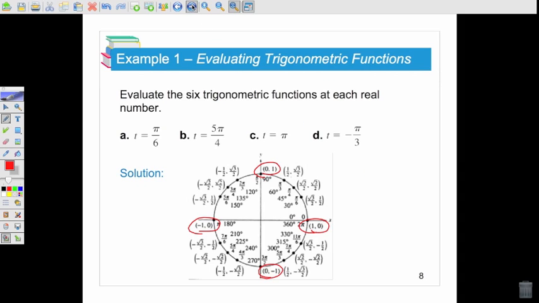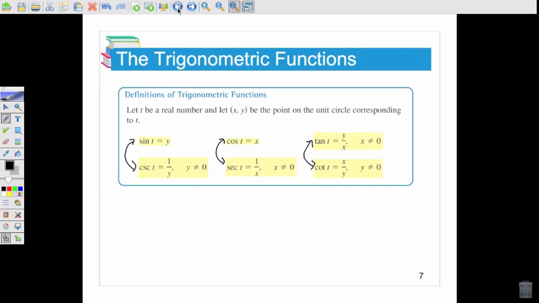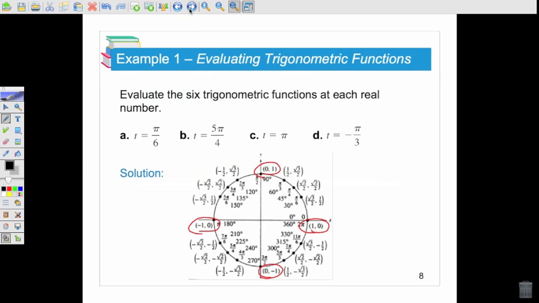Okay, I'm going to go to the next page because I think I have more room. T equals pi over 6. Now, what does this even mean, t equals pi over 6? Well, when I was looking at all of these trigonometric functions, the t value seems to be that angle value. So when the angle is pi over 6, the sine of that angle will be the y-coordinate. The cosine of that angle will be the x-coordinate.